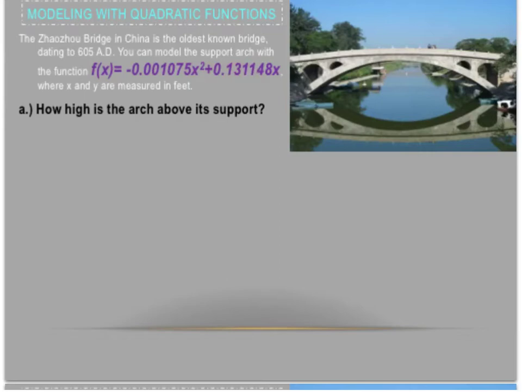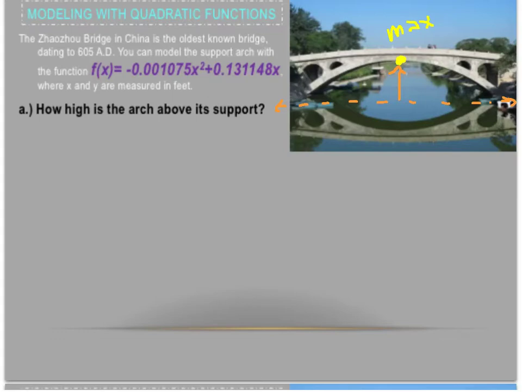Now what we want to first figure out is how high is the arch above its support. So down here is where it's meeting the river. How high is the arch? What is that asking me to find? Well, we want to know the highest peak of the arch. Hopefully it's coming to you. I want to know the maximum value of that arch.